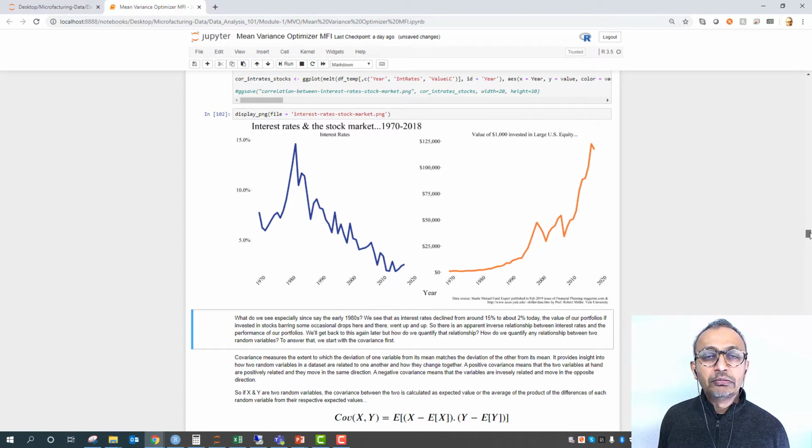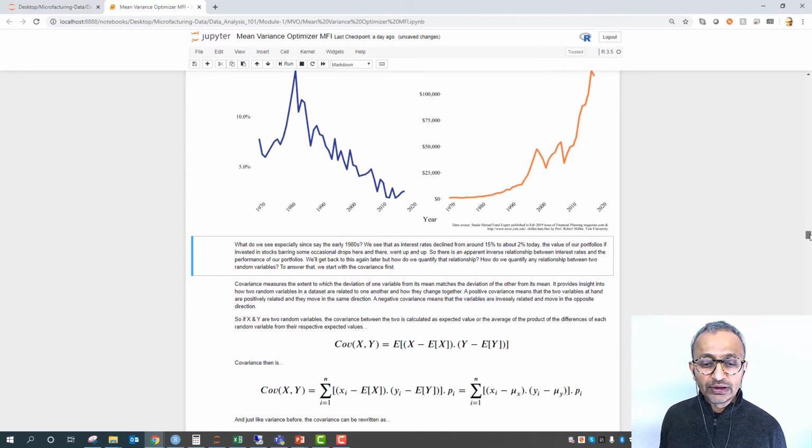or let's talk about correlation later. We see that there is inverse covariance. So we see an apparent inverse relationship between interest rates and the performance of our portfolios. We'll get back to this again later on. But how do we quantify this relationship? How do we quantify any relation between, say, two random variables? So we'll start with covariance first.